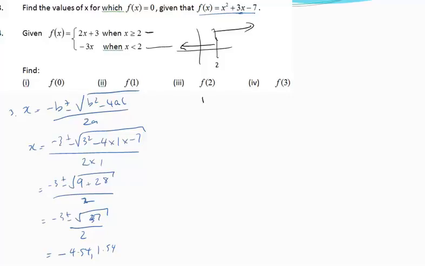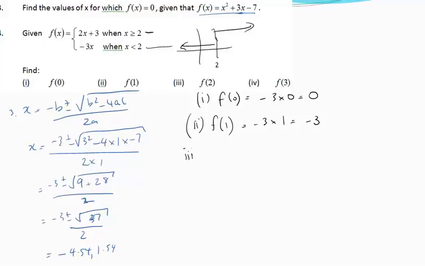So for 1, function of 0. This is less than 2. So here we use minus 3 multiplied by 0, which is 0. So for 2, function of 1, that's also less than 2. So we're going to be using minus 3 times 1, which is -3.